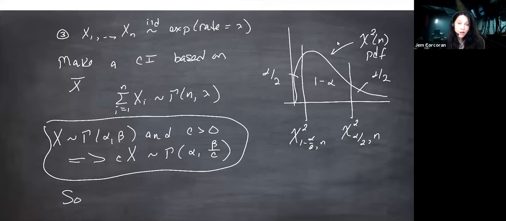So in this problem where we have exponentials, x bar is 1 over n times this sum, from 1 to n.